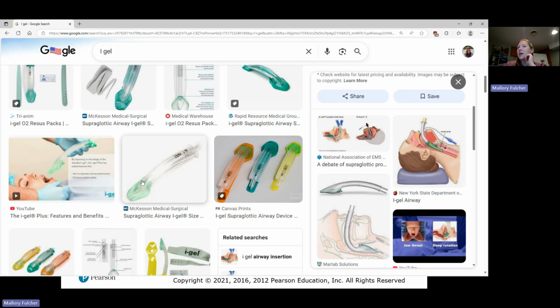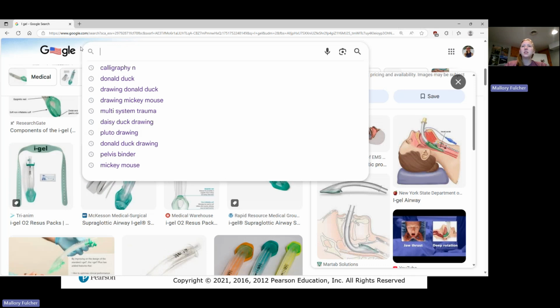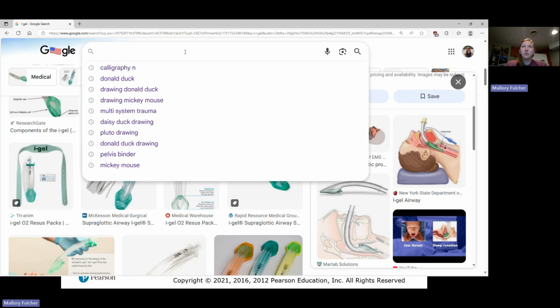The iGel has a gel-filled cuff at the tip of the device that is heat reactive. So when you put it into a patient, it molds to the patient's anatomy, and you should get a good seal. The biggest issue I found with that is that a lot of our patients are not warm, right? Most of the time they're kind of at the point of being gone.